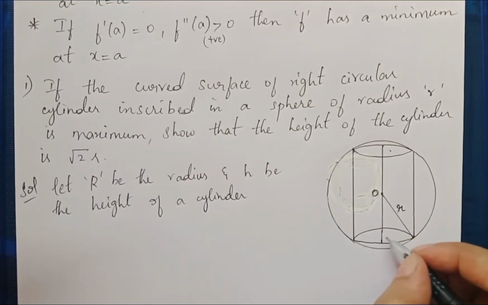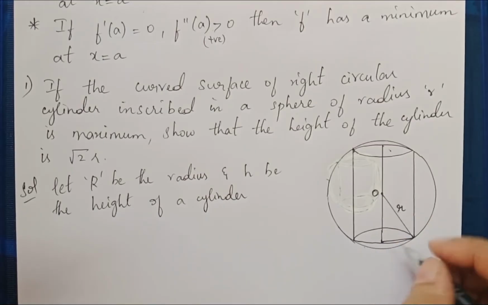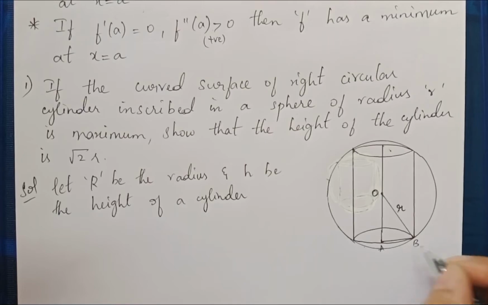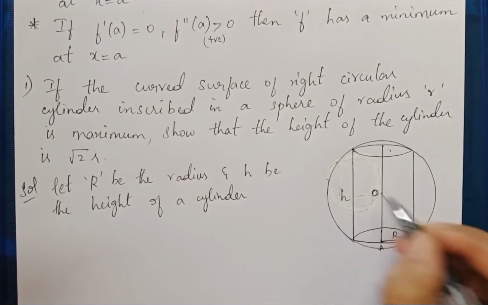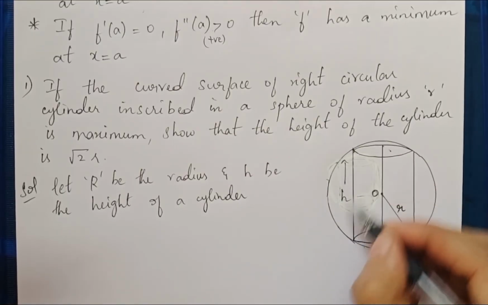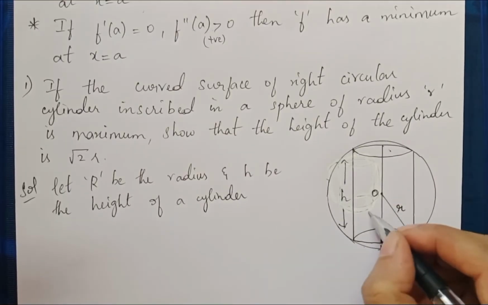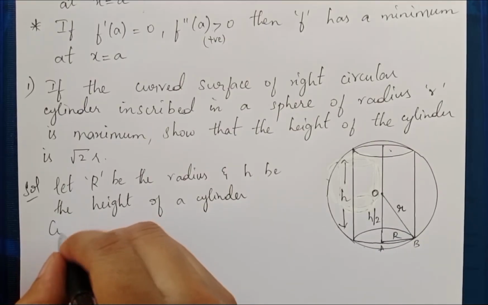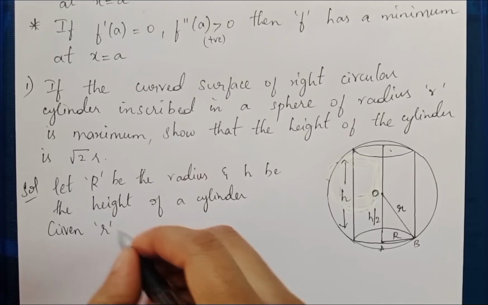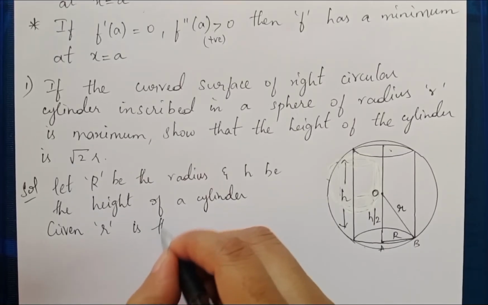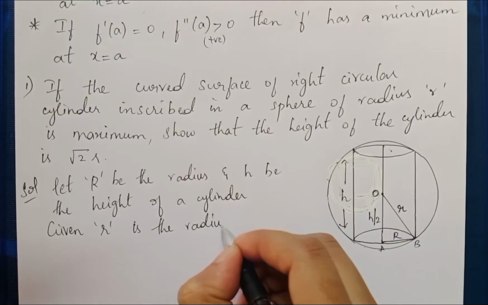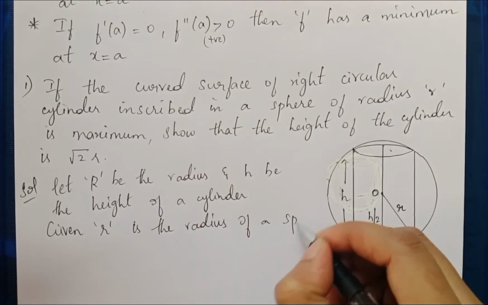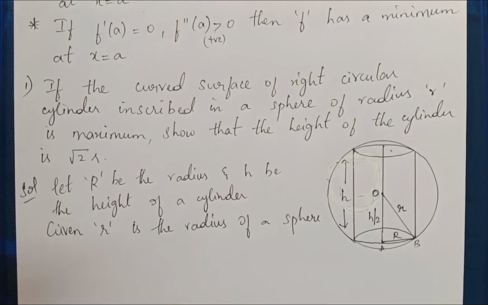We'll draw a line like this, so it will be a right angled triangle. I'll mark it as A and B. The radius of the cylinder is taken as capital R and the height is considered as h. The complete height is h, so the half will become h by 2. And given is small r, the radius of the sphere.